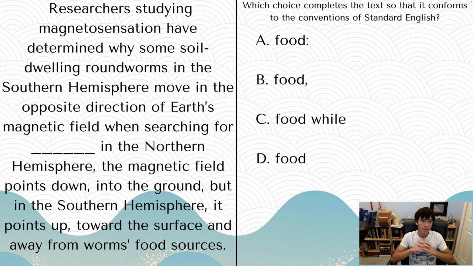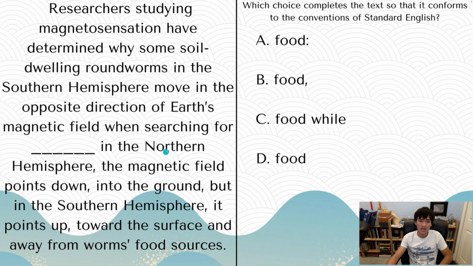Researchers studying magnetosensation have determined why some soil-dwelling roundworms in the southern hemisphere move in the opposite direction of Earth's magnetic field when searching for blank. In the northern hemisphere, the magnetic field points down into the ground, but in the southern hemisphere, it points up toward the surface and away from worms' food sources. Which one is correct? So we have B, which is obviously another comma. We can have Earth's magnetic field when searching for food, comma.